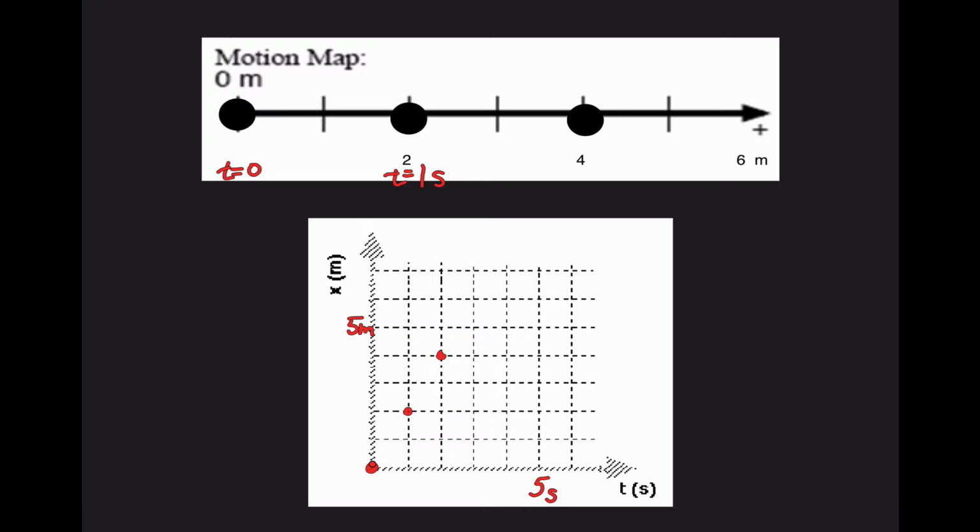Okay, and then you can connect these dots with a line of best fit, because this can tell us the general trend over time, and we can make predictions of where the object is either at a time we did not take data for, like at half a second, or for a time that we haven't yet reached, like 3 seconds or 4 seconds, okay?